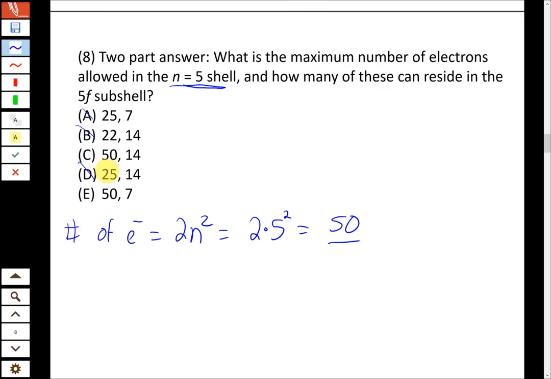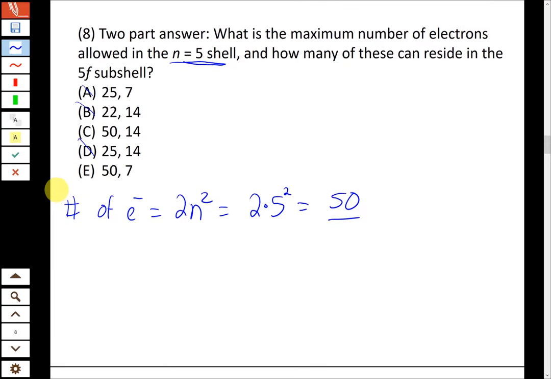All right, so of these 50 electrons, they're going to be distributed into 5s, 5p, 5d, 5f, and there's also a 5g as well, which is not one we normally need to consider, but would be a possible subshell for n equals 5. So then for the subshell, the number of electrons, as we said, is 2 times 2L plus 1.